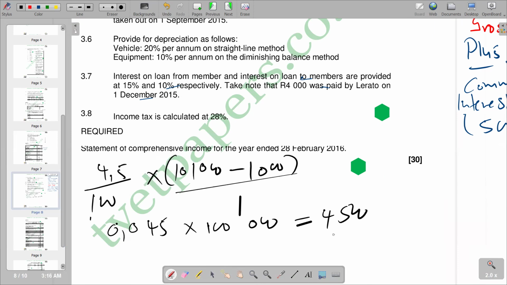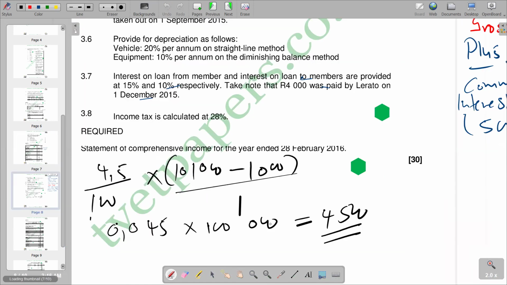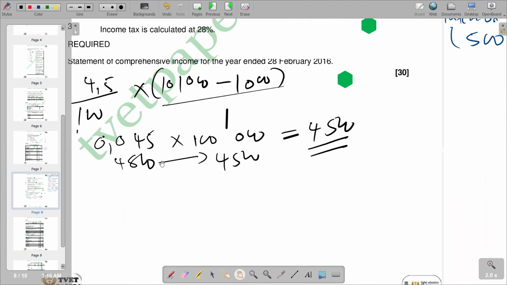Then this 4,500, we compare it with the provision for bad debts for the previous period, which will be given here in the list of balances. Provision for bad debts is here, and we have it as 4,800. So we come here and we put it as 4,800. So we are seeing that it's a movement from 4,800 to 4,500. Because the current is 4,500, so it's a decrease in provision for bad debts adjustment.